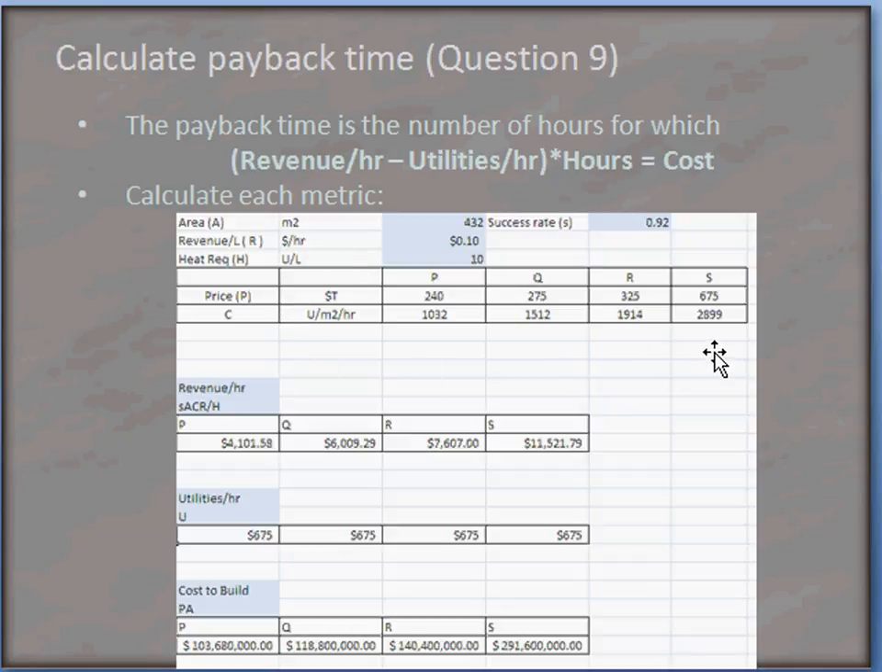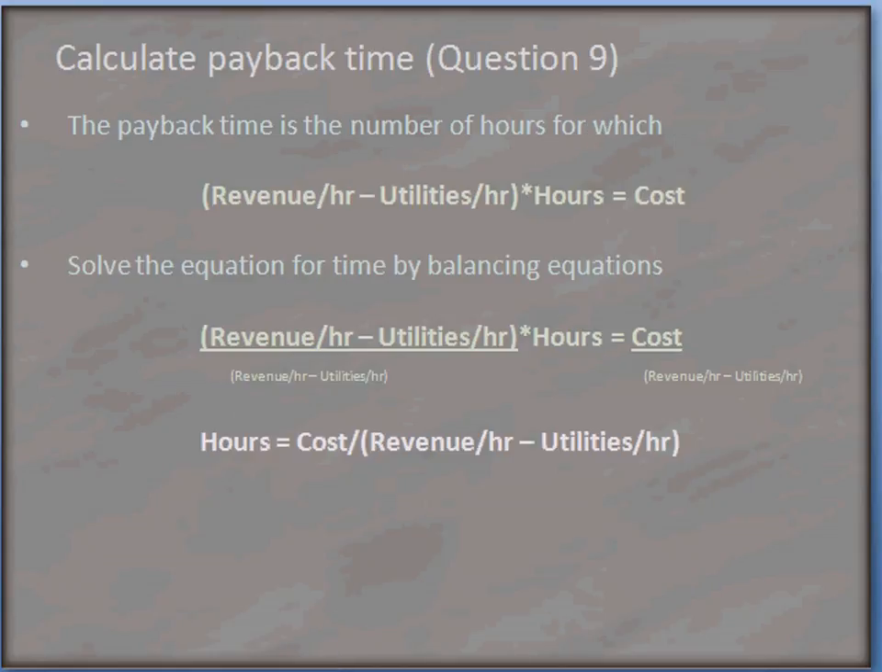We create a row for our price as well as our heat transfer coefficient. Our revenue is equal to our area times our heat transfer coefficient times our heat requirement, times revenue divided by the heat requirement multiplied by the success rate. And from this we can calculate the revenue per hour. Utilities are fixed at $675 for each reactor, and the cost to build we calculated in the previous step.